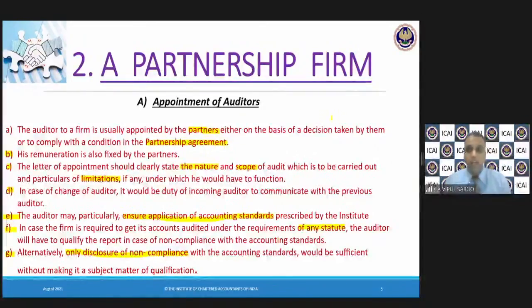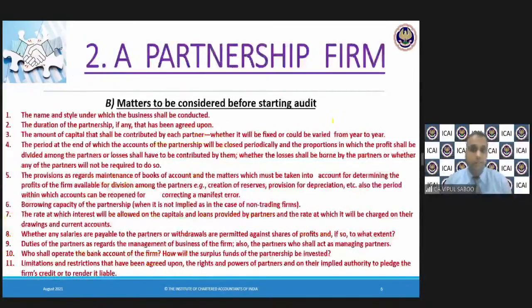Okay, let's move ahead. Matters to be considered before starting audit. What are the matters we need to consider before starting the audit? The name and style under which the business shall be conducted. It is available in the partnership deed.